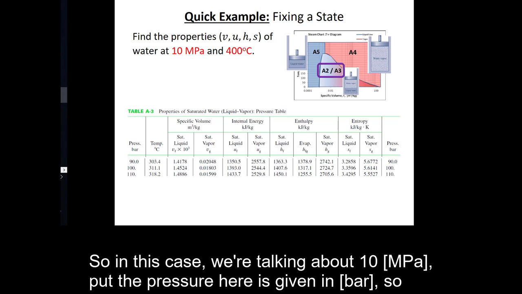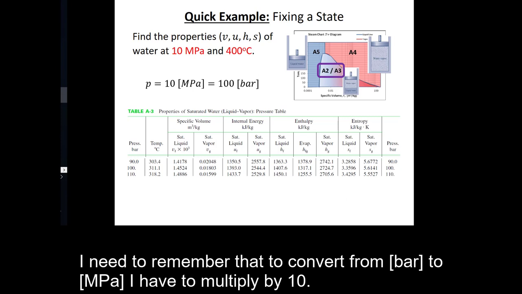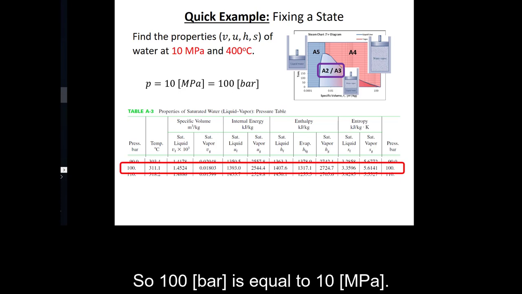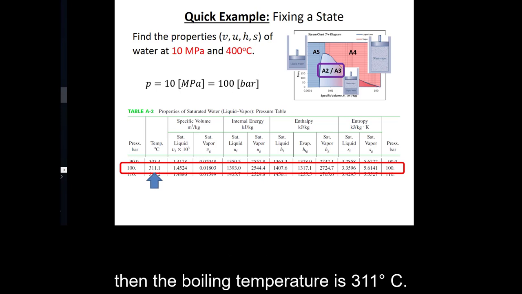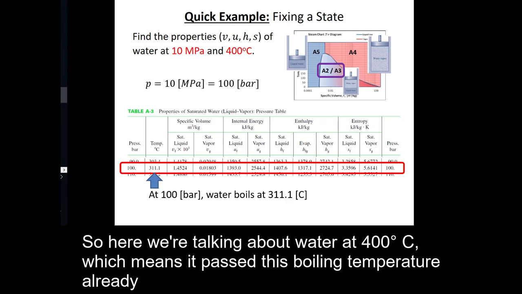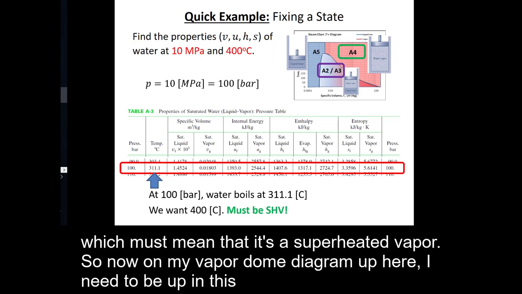So in this case, we're talking about 10 megapascals, but the pressure here is given in bar. So I need to remember that to convert from bar to megapascals, I have to multiply by 10. So 100 bar is equal to 10 megapascals. Here, what I see is that if I had water at 100 bar, then the boiling temperature is 311 degrees Celsius. So here, we're talking about water at 400 degrees Celsius, which means it's past this boiling temperature already, which must mean that it's a superheated vapor.